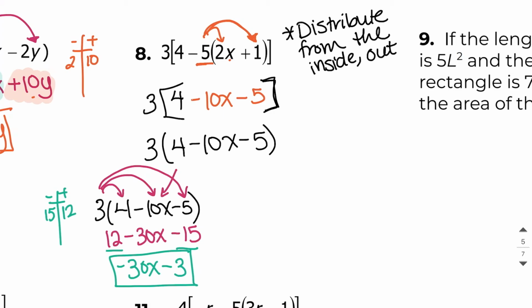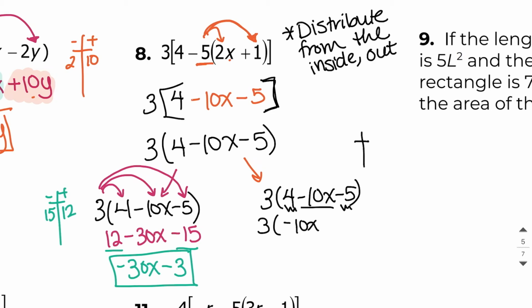Now, another option that you have is you can actually collect your like terms inside the brackets first. So for example, right here, I've got this negative 10x, nothing is like it, so I'm just going to copy that down. Then I've got 4 and negative 5. So team negative won the 4. So team positive won the 4 points, team negative won the 5 points, so team negative won by 1 point.